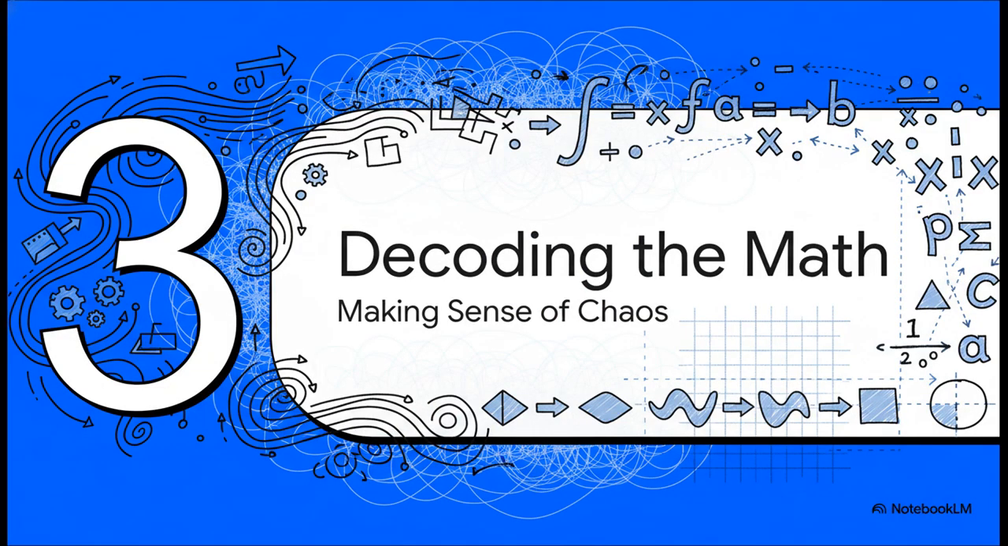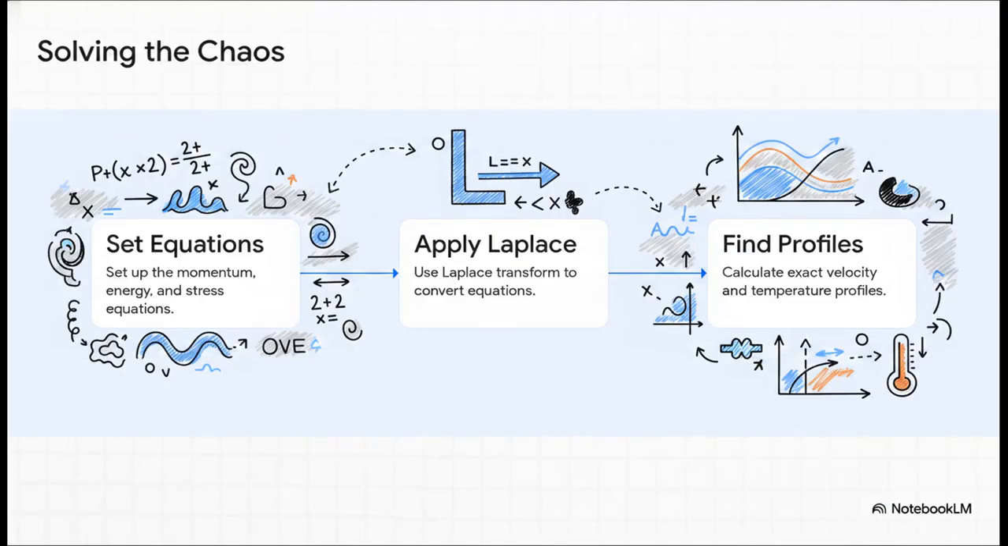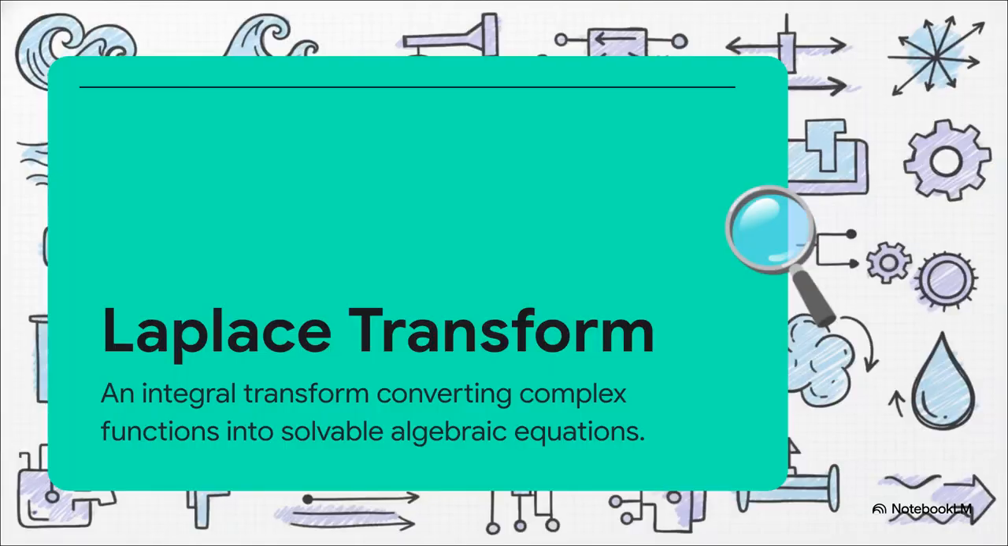Section 3. Decoding the math. How do we make sense of all this chaos? To actually solve this, researchers took pages and pages of intimidating partial differential equations and condensed them into a rigorous logical flow. Step 1. Set up the governing equations for momentum, energy, and shear stress. Step 2. Apply a really specific mathematical tool called the Laplace transform. And Step 3. Calculate the exact velocity and temperature profiles. Now, that second step, that's the secret sauce.